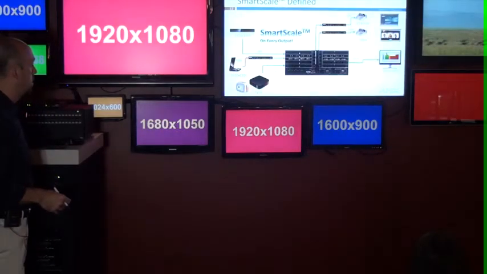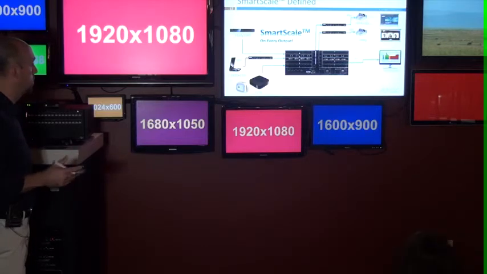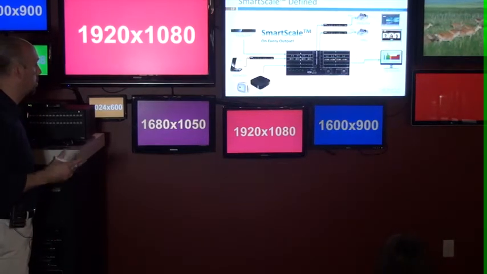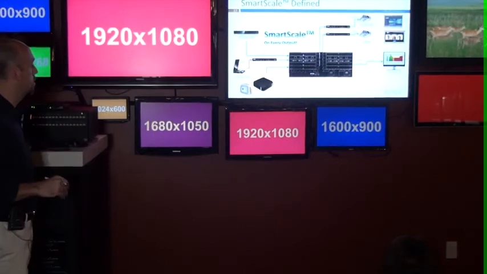That basically shows one more example of what we mean by Smart Scale on every output. It doesn't matter if it's local or remote, we make sure that every destination gets what it should have.